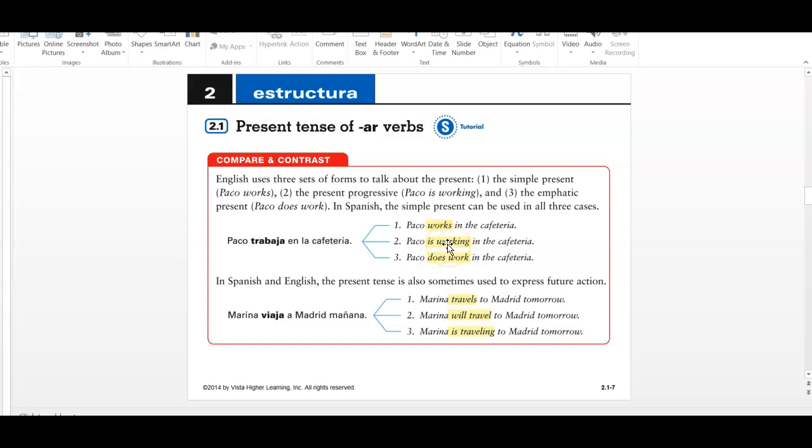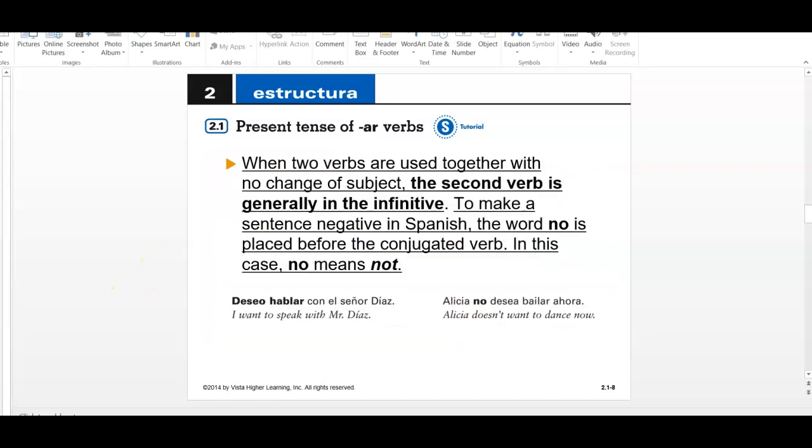Okay, again, in Spanish and English, the present tense is also sometimes used to express future action. So, Marina viaja a Madrid mañana. Because we have this word here, mañana, we're talking about future tense. Okay, so Marina travels to Madrid tomorrow. That's the literal translation.